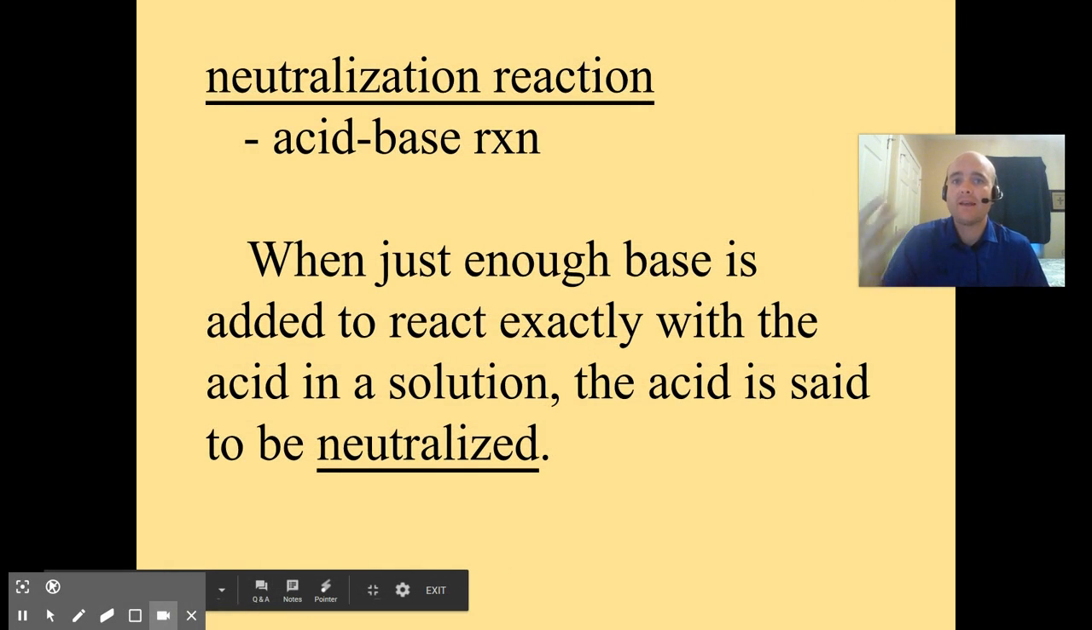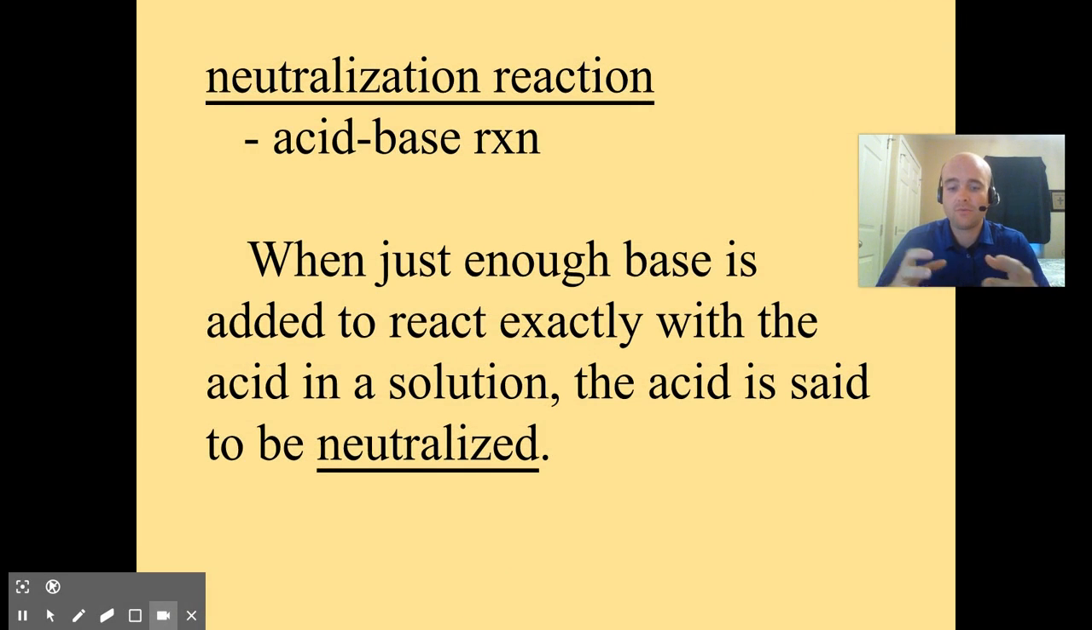So when you take an acid and a base and you allow them to come in contact with each other, they will neutralize each other. They will make a salt and a water. When just the right amount, the exact number of moles, come in contact with each other, the substance is said to be neutralized.